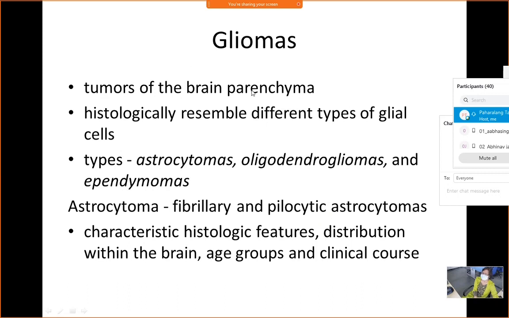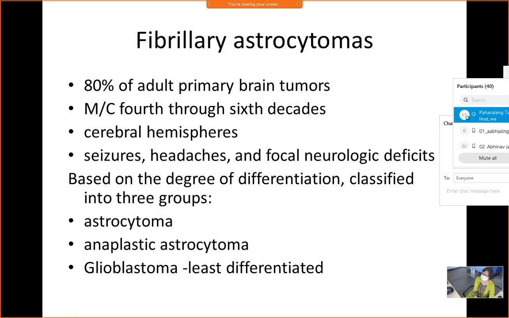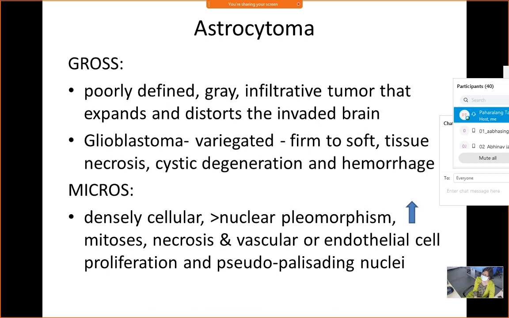Okay, so gliomas are tumors of the brain parenchyma. They histologically resemble different types of glial cells. The types are astrocytomas, oligodendrogliomas, and ependymomas. And they have characteristic histologic features. Their distribution within the brain may be different, the age groups are different, and the clinical course may be different. So this, we don't ask you fibrillary astrocytomas, but in general, astrocytomas are quite infiltrative tumors.